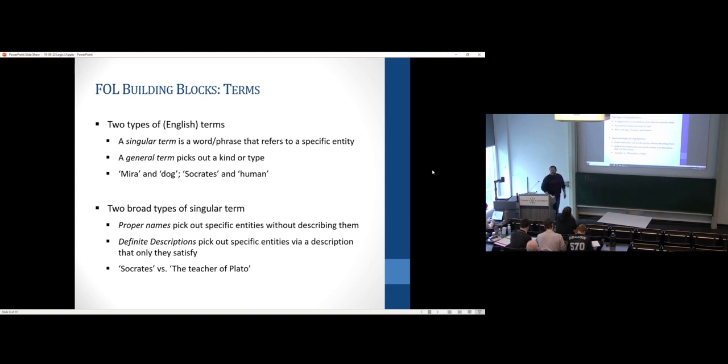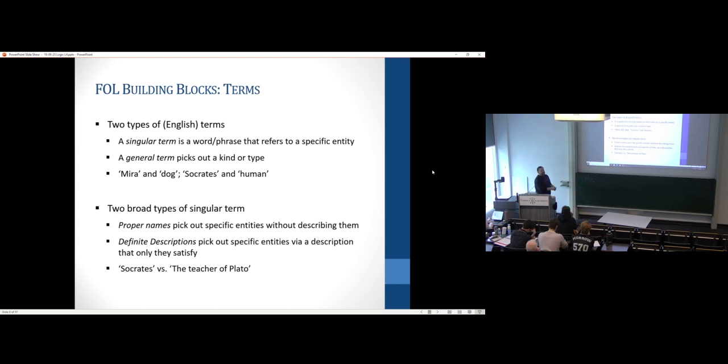So for example, Mira is a singular term that picks out my dog, and dog is a general term that picks out the type of thing that she is. Socrates is a singular term that picks out the dead Greek dude, and human is a general term that picks out the kind of thing he used to be. Again, basically a general term is a noun to let us pick out a kind or a type. Whereas a singular term is something that picks out a specific thing, one individual, one object, one entity.